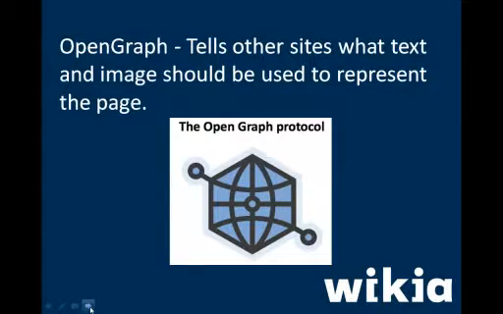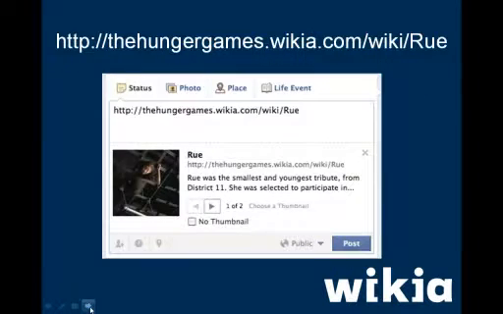A second thing we use is Open Graph meta tags. Open Graph is a protocol used across the internet and found on sites such as Google and Facebook. Its purpose is to tell other sites what is the most important text on the page, as well as what image to be used to represent the page. The extension that we use for this is open source, and it's found on all of our wikis. The text and image that are added with these meta tags are all page specific. You can see this clearly in action when you add a wiki link to your status on Facebook. For example, here you can see what's displayed on Facebook when you add the link to the page about Rue from the Hunger Games wiki.